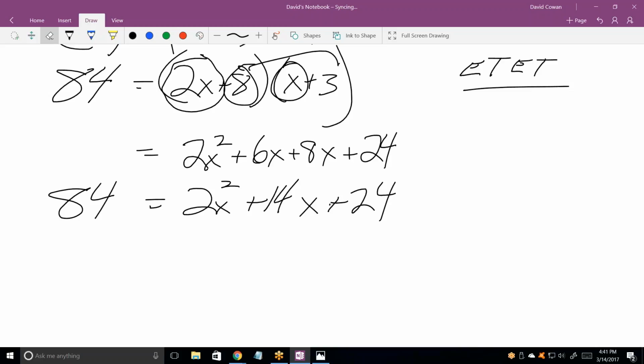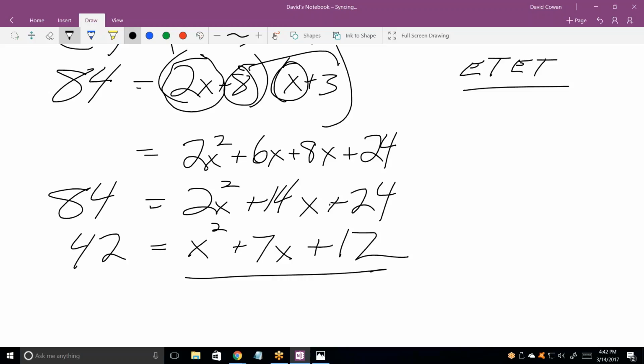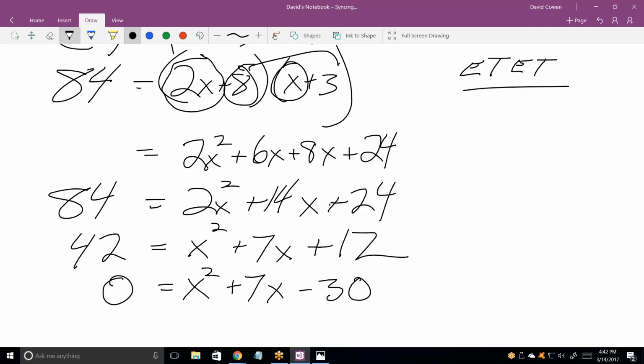And what I notice here is that all my numbers are even numbers. So I can divide everything by 2. So that becomes 42. That becomes x squared plus 7x plus 12. Now I'm looking at a normal looking quadratic. I got to bring my 42 over, leaving 0 behind. You always want 0 on one side. And this becomes minus 30. Finally one I don't have to use the quadratic formula on.